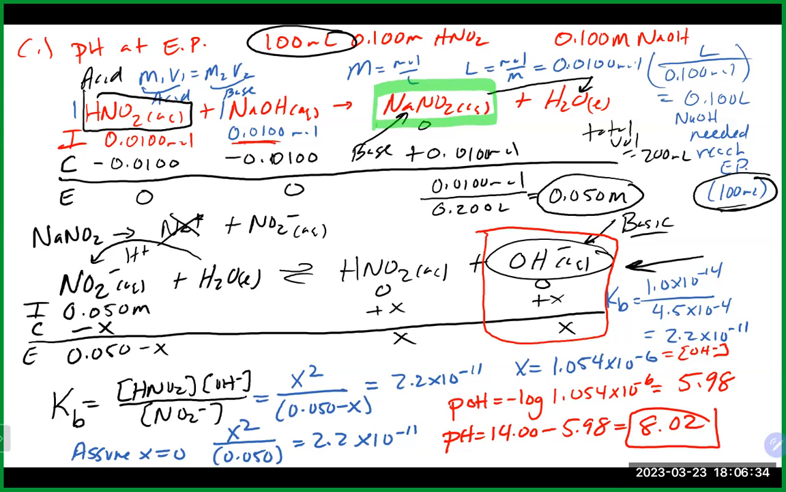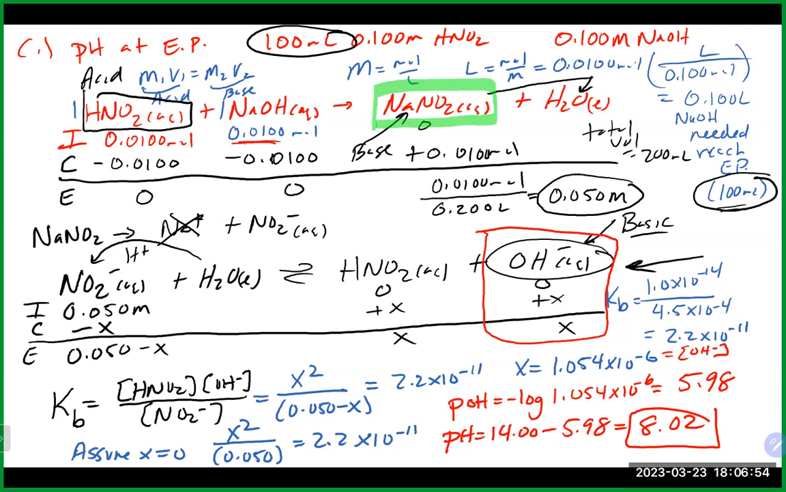As we would expect in a titration of a weak acid with a strong base, when we reach the equivalence point, it should be basic because we do have that salt going through hydrolysis and producing hydroxide. Any questions on any of those parts there?